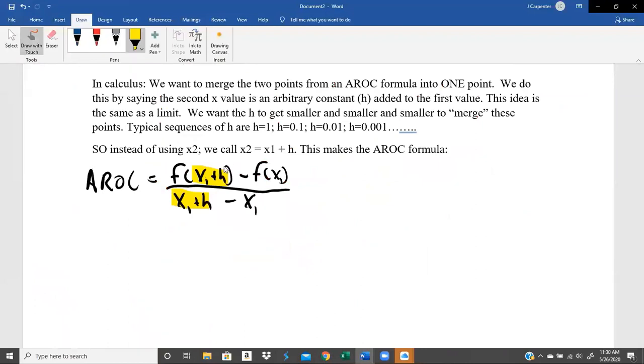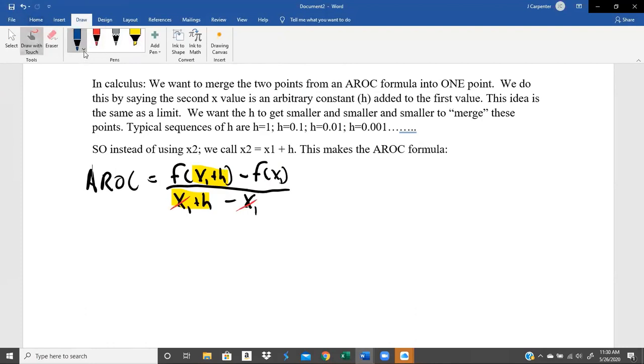So h is just a small number. It doesn't have to be small. It can be 1,000 or 1,000,000, but because we're trying to merge the points, the idea is we want it to be small. But arbitrary because it could be 1, 0.1, 0.01, 0.05. It doesn't have to be 0.01 or 0.0001 or anything like that. But check this out. x1 in the bottom minus x1 in the bottom, those two things are going to cancel each other out.